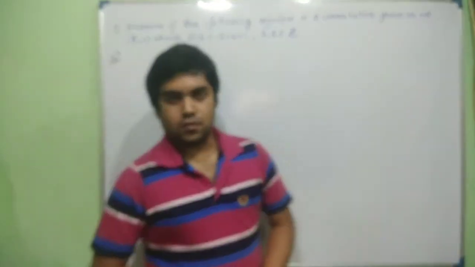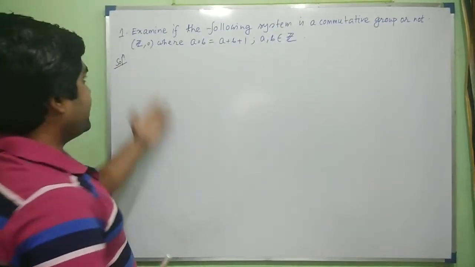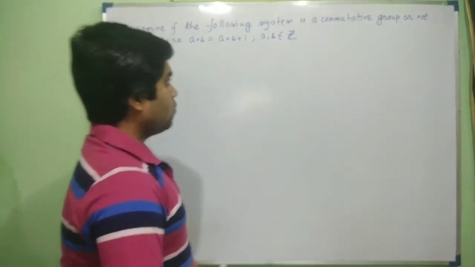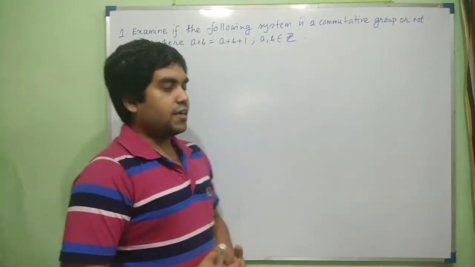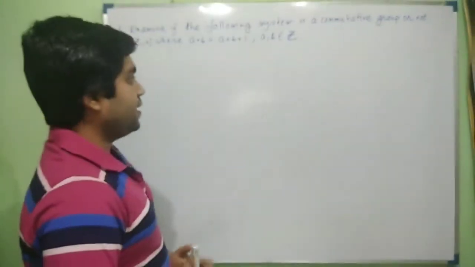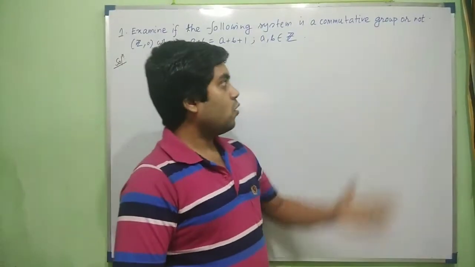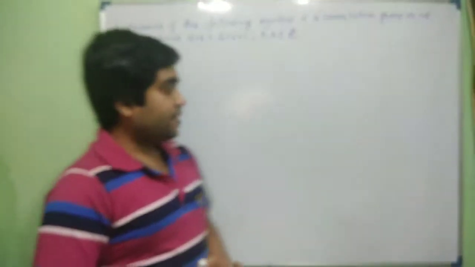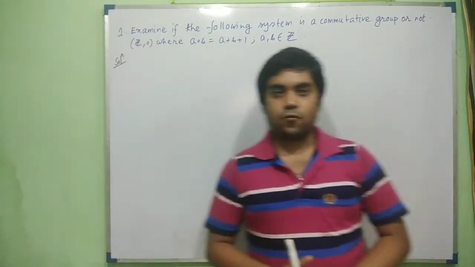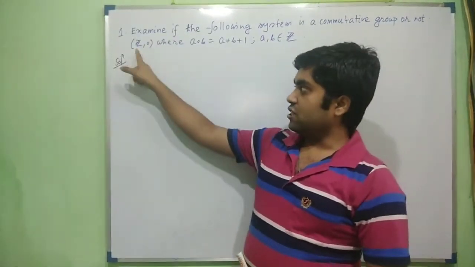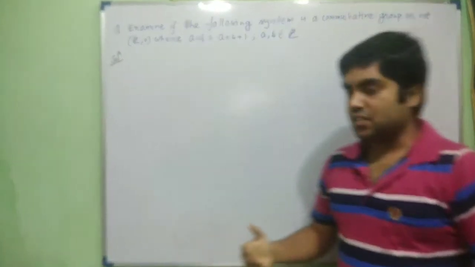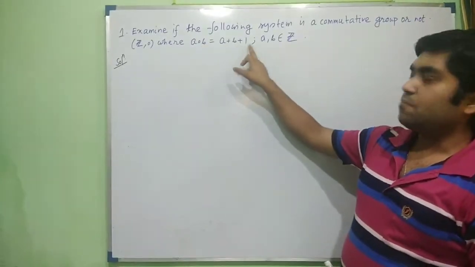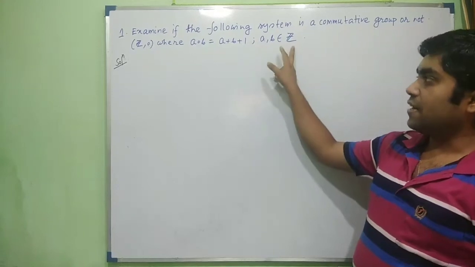आज ग्रुप थ्योरी के कुछ प्रॉब्लम्स यहाँ पर डिस्कस किए जाएँगे। The first problem is: examine if the following system is a commutative group or not. यहाँ पर एक सिस्टम प्रोवाइड किया गया है, उसको ग्रुप हो रहा है या नहीं, और अगर वो ग्रुप हुआ तब वो कम्यूटेटिव है या नहीं, इसे हमें टेस्ट करना है। जो सिस्टम हमें प्रोवाइड किया गया, यानी Z naught, Z is the set of all integers and naught is defined by a naught b equal to a plus b plus 1, where a and b both are integers.